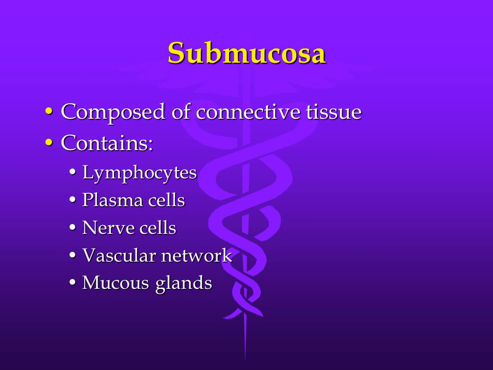The submucosa contains connective tissue as well as lymphocytes, plasma cells, nerve cells called Meissner's plexus, a vascular network called Heller plexus, and mucous glands. The esophageal glands are small glands arranged like grapes on a stem, of mucus type. Their secretions are important in esophageal clearance and tissue resistance to acid.